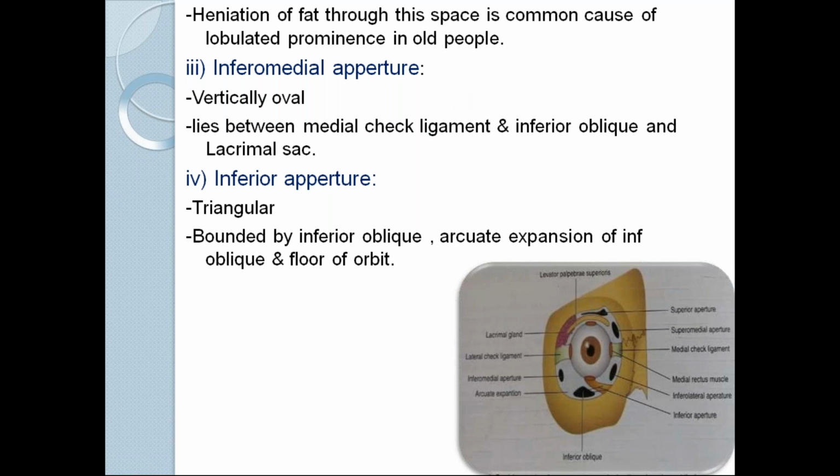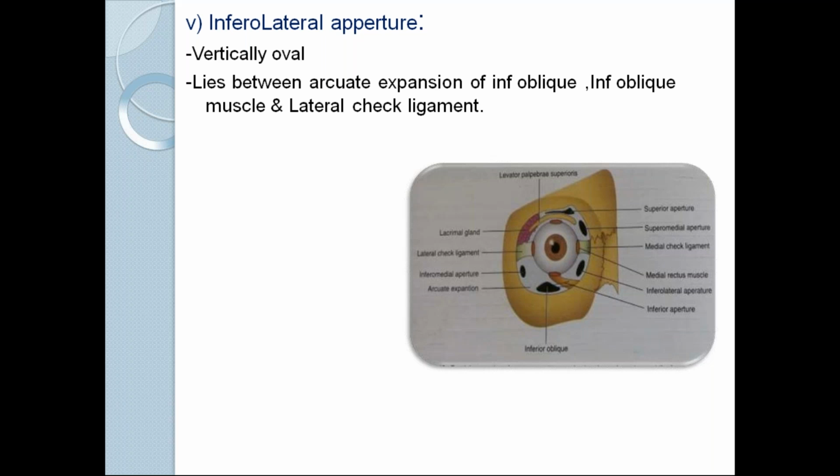The third one is the inferomedial aperture. It is also vertically oval. It lies between medial check ligament and inferior oblique and lacrimal sac. And the next one is the inferior aperture. That is triangular in shape. It is bounded by inferior oblique, arcuate expansion of inferior oblique, and floor of the orbit. So there are a total of 4 apertures, and then the last one is the inferolateral aperture. It is vertically oval. It lies between arcuate expansion of inferior oblique muscle and lateral check ligament.